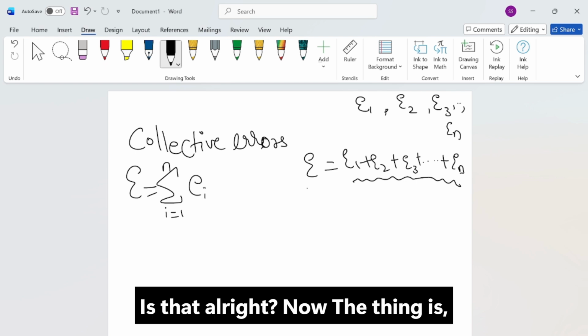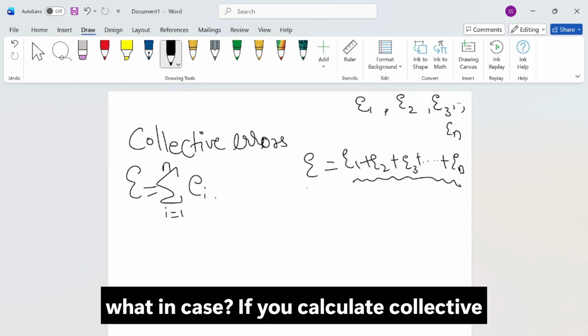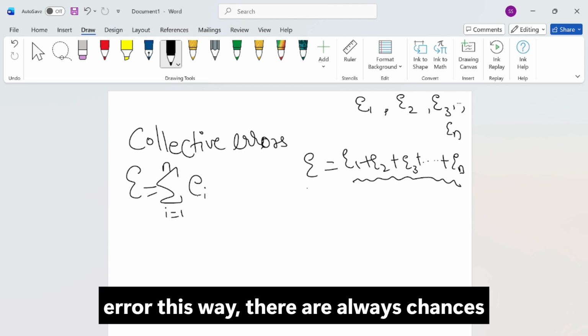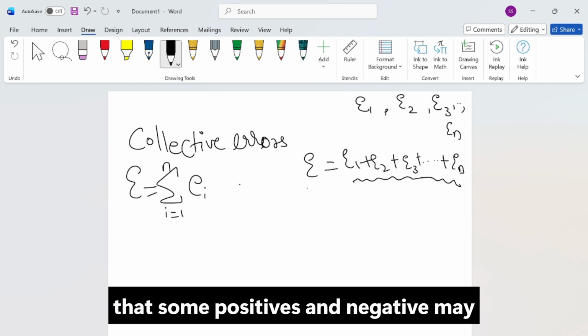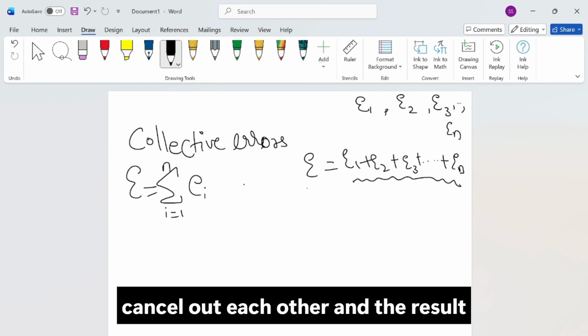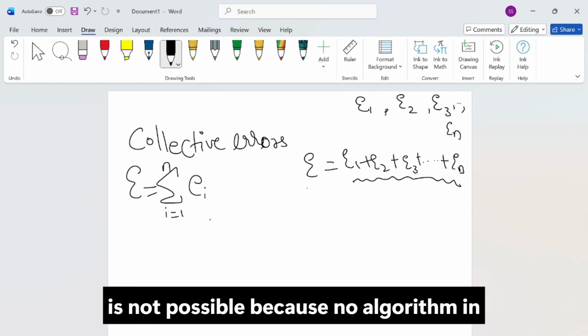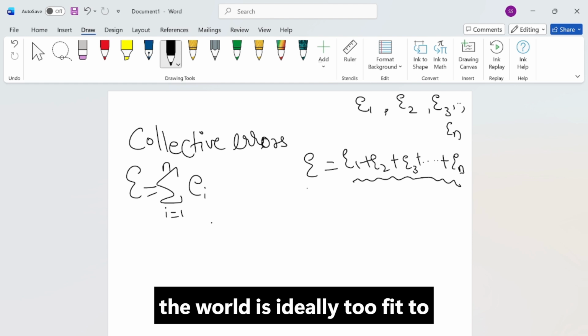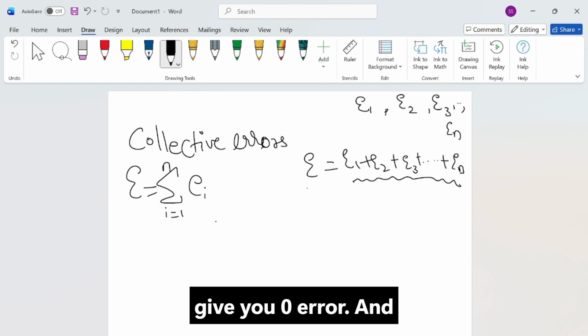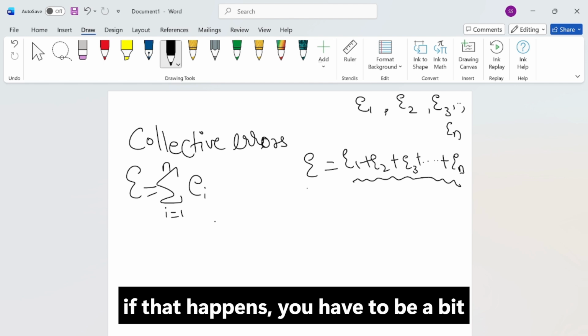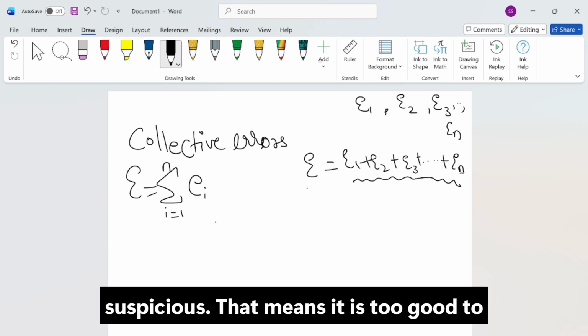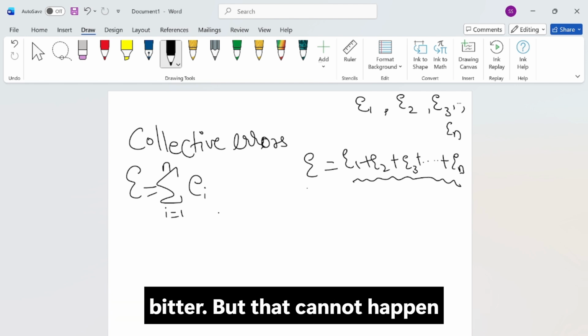Is that all right? Now the thing is, if you calculate collective error this way, there are always chances that some positives and negatives may cancel out each other, and the result of the collective error is zero, which is not possible because no algorithm in the world is ideally fit to give you zero error. And if that happens, you have to be a bit suspicious. That means it is too good to be true. But that cannot happen.